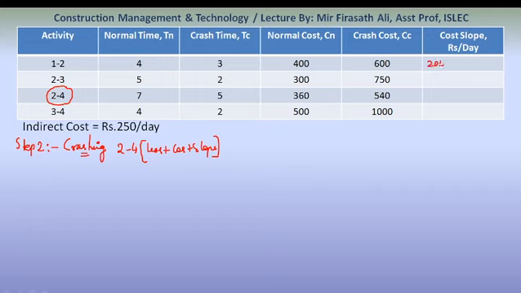It is 200, 150, 90 and 250. So this 2 to 4 has 90 as the least cost slope value. So what we will do, we will start crashing with this activity.